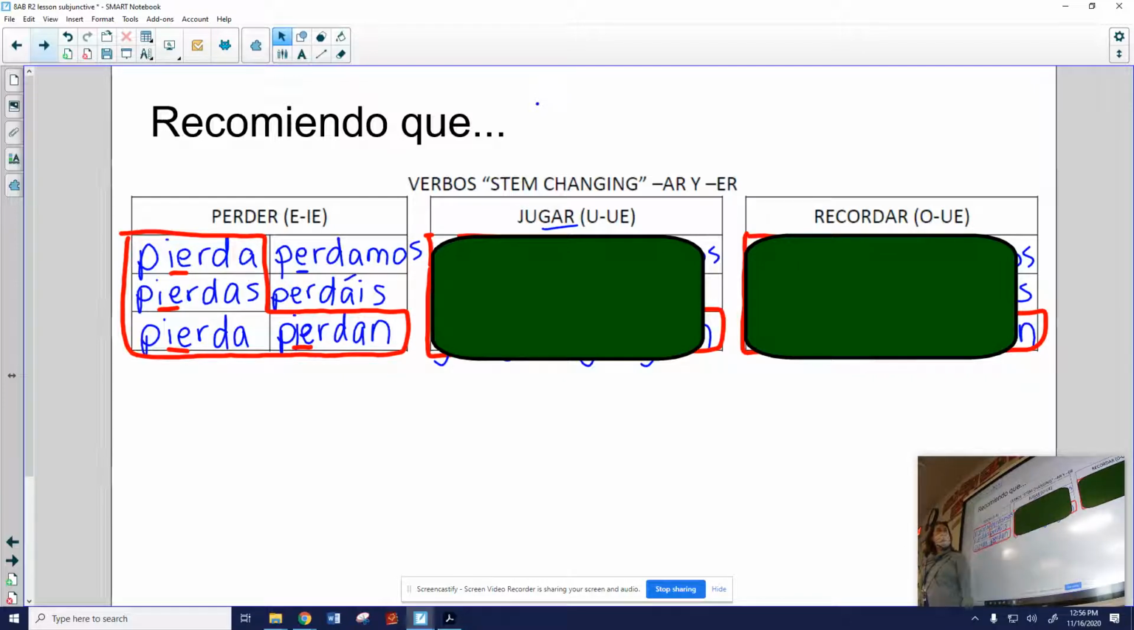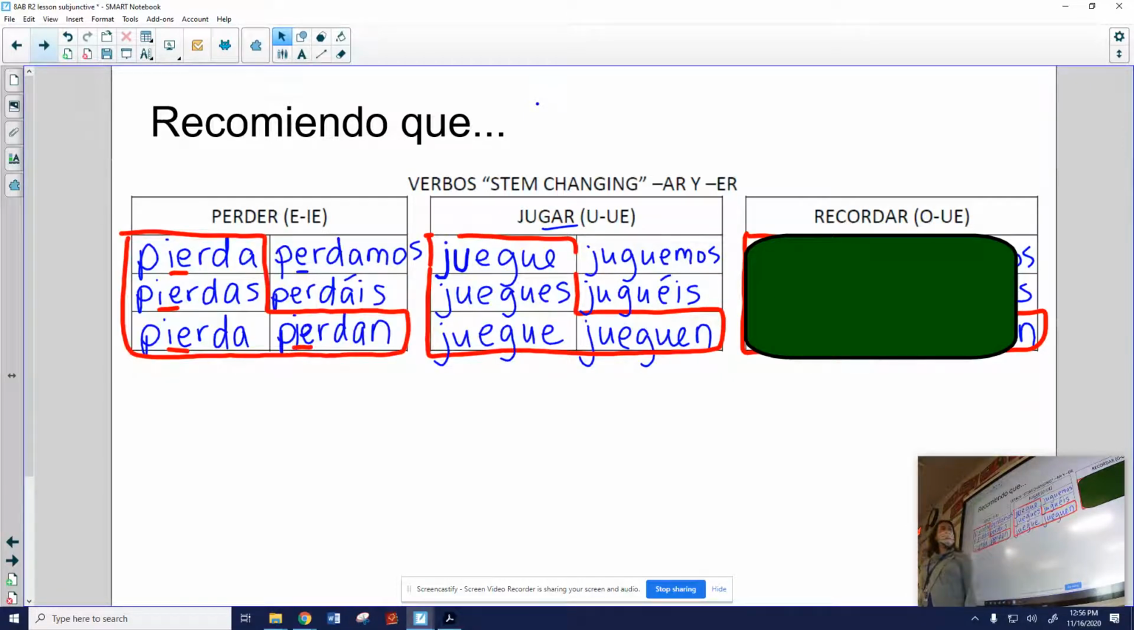Jugar means to play a game or a sport. It's a U to UE stem changer. It's also a gar verb, so it's a double irregular. It has a stem change and also a spelling change. The G changes to GU. Juegue, juegues, juegue, juguemos, juguéis, jueguen.